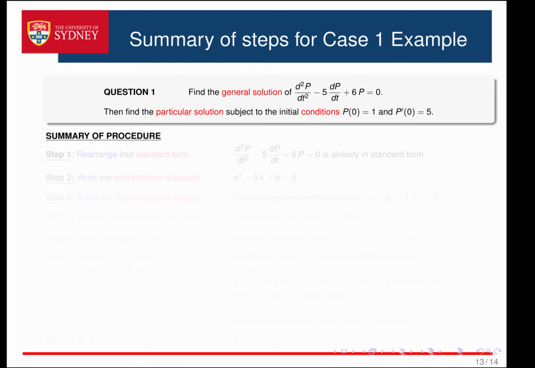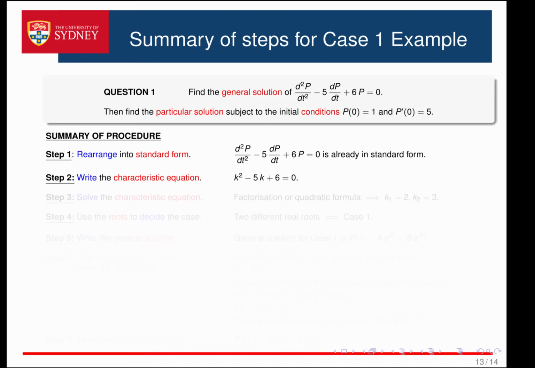Slide 13. Summary of steps for our case 1 example. In this module, we have derived the solution slowly and carefully to help you with understanding, but the steps in the process can be easily summarized. In step 1, we rearranged the differential equation into a standard form, and for our example, the equation was already in this form.